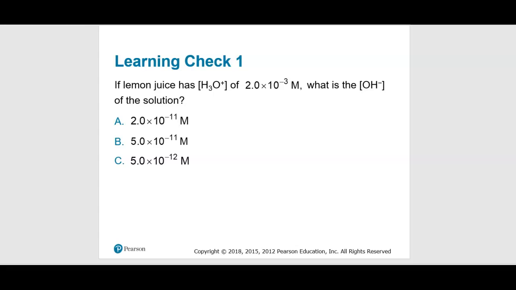Okay. We go to lemon juice, and it has a hydronium ion concentration of 2 times 10 to the minus 3. What's the hydroxide ion concentration of the solution? Okay, well, there are a couple slides after this that actually do this problem, but let's get out the whiteboard and let's actually look at this and work it out the way we might do it on homework or a quiz.